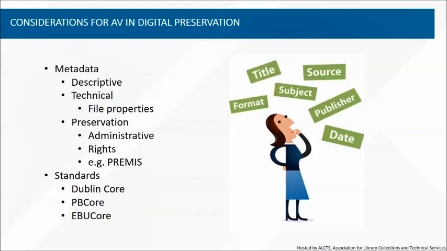Other considerations include metadata: descriptive, technical, and preservation. When we're talking about technical, we're talking about file properties, and in a preservation context, we're talking about administrative metadata, rights, and PREMIS, how we can track events that happen to a digital file over time so we understand its provenance and its authenticity.